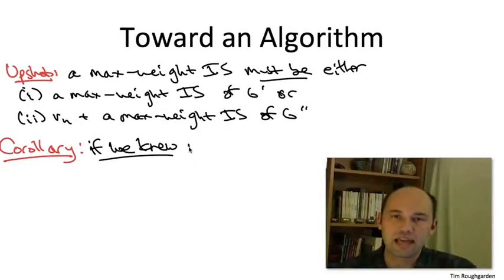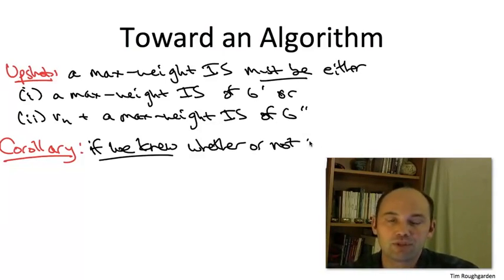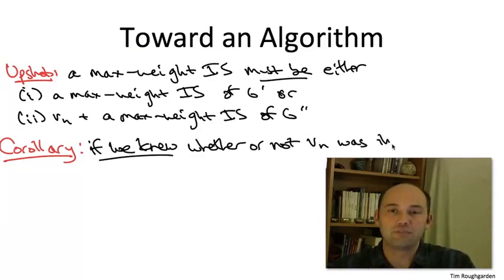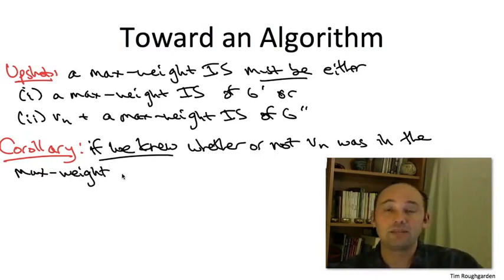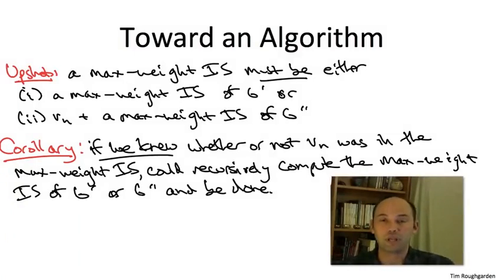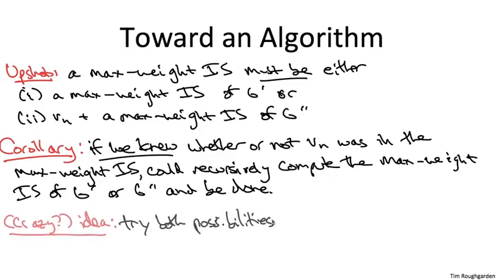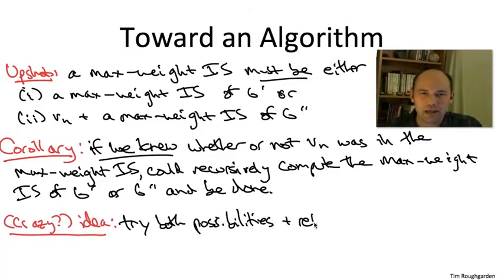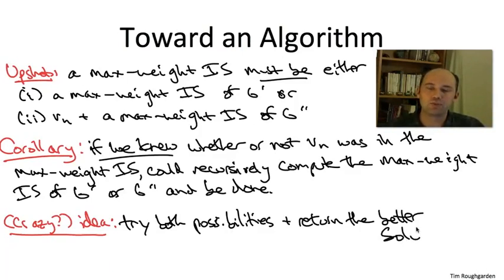So a corollary of this is that if a little birdie told us which case we were in, whether or not V sub n was in the optimal solution, we could just complete this by recursing on the appropriate subproblem. If the little birdie tells us the optimal solution doesn't have Vn, we just recurse on G prime. If the little birdie tells us V sub n is in the optimal solution, we recurse on G double prime and then add V sub n to the result. Now, of course, there is no little birdie, and we have no idea whether this rightmost vertex is in the optimal solution or not. But hey, there's only 2 possibilities, right? Here's an idea. Maybe it seems crazy, but why not try both possibilities and just return whichever one is better?